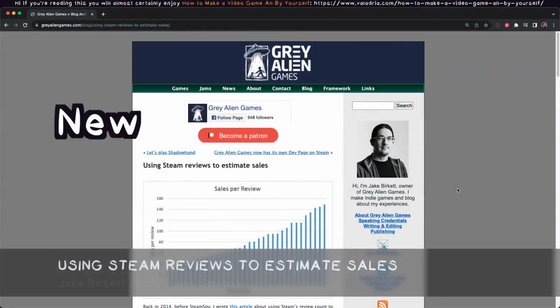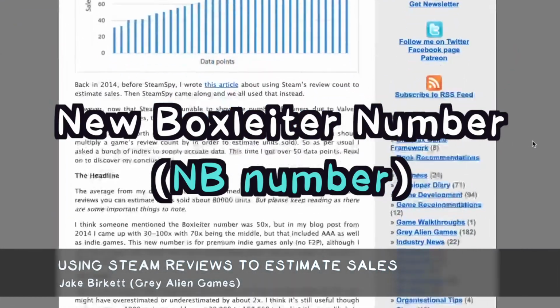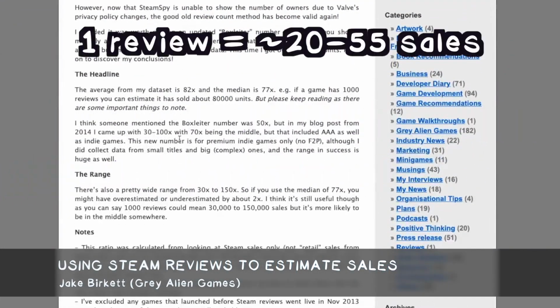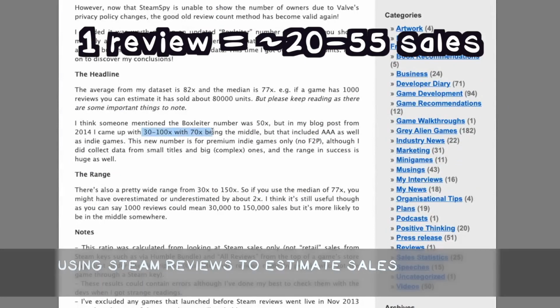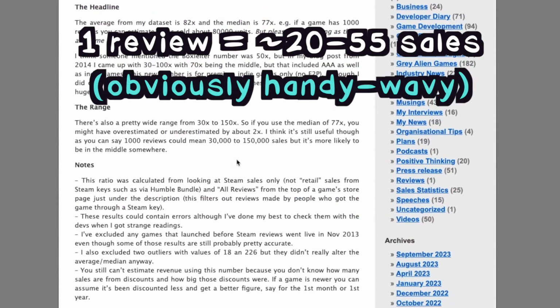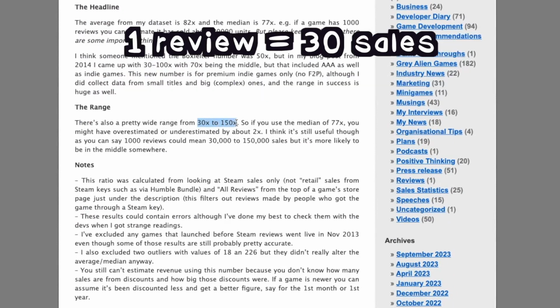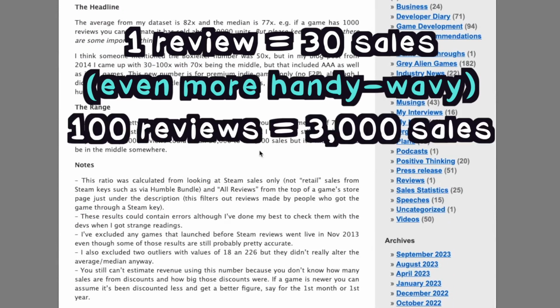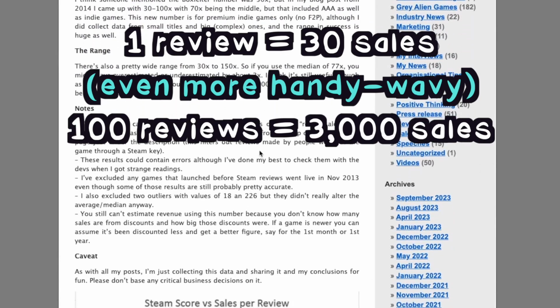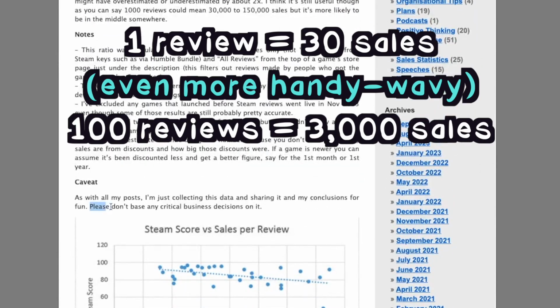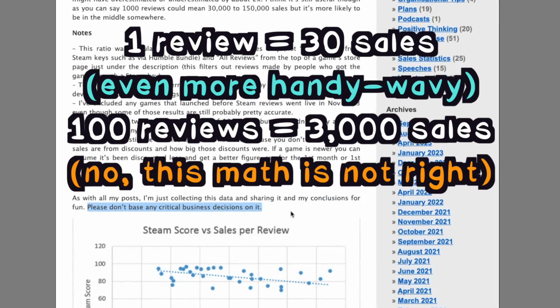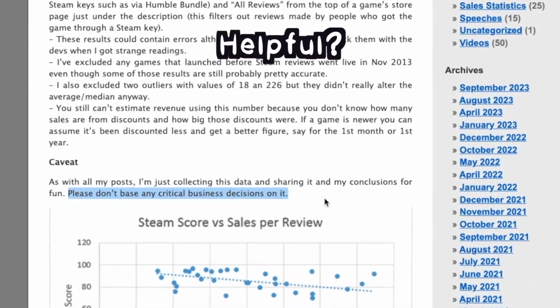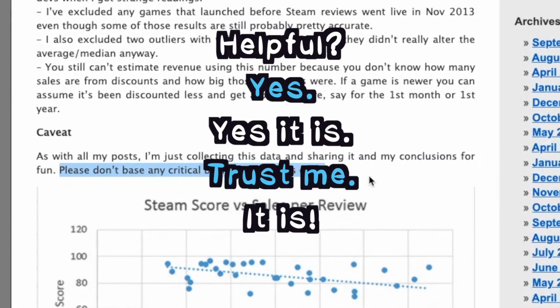We do this with the Boxleiter number, or NB number. Based on the NB number, one review typically represents about 20 to 55 sales. I like to use a nice round number near the middle, 30. Using this number, we can guess if a game has 100 reviews, that's 100 times 30, we can say it has about 3,000 copies sold. Is that math right? No. Is it close? Is it helpful? Yes, it is, trust me.